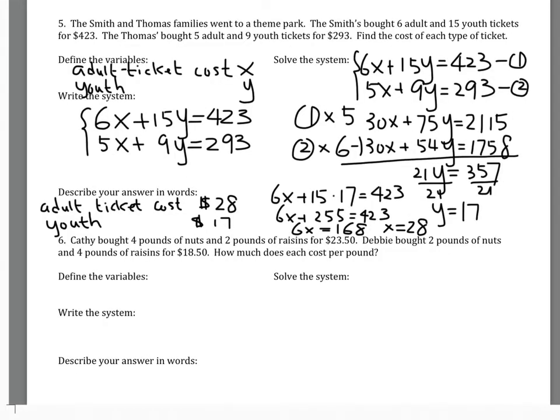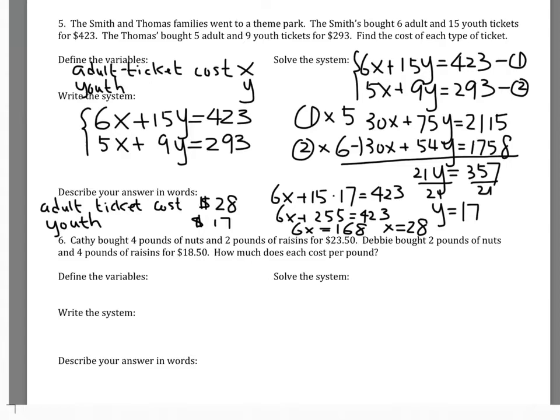Question number 5. The Smith and Thomas family went to a theme park. The Smith bought 6 adult and 15 youth tickets for $423. The Thomas bought 5 adult and 9 youth tickets for $293. Find the cost of each type of ticket.